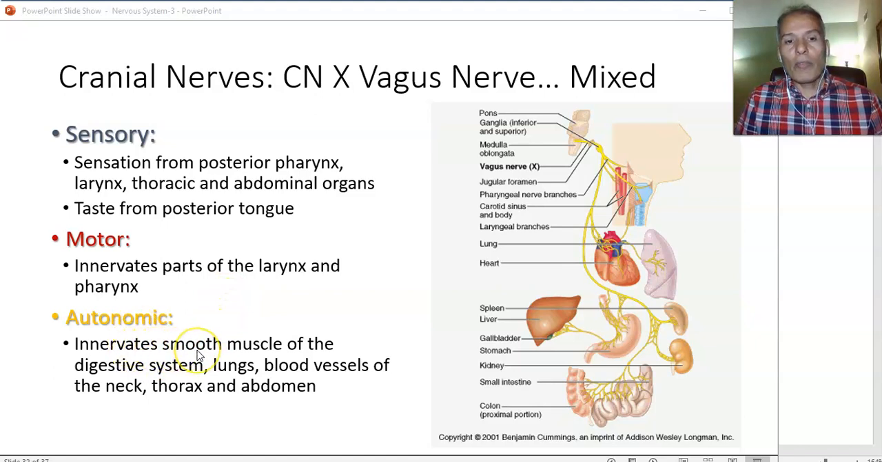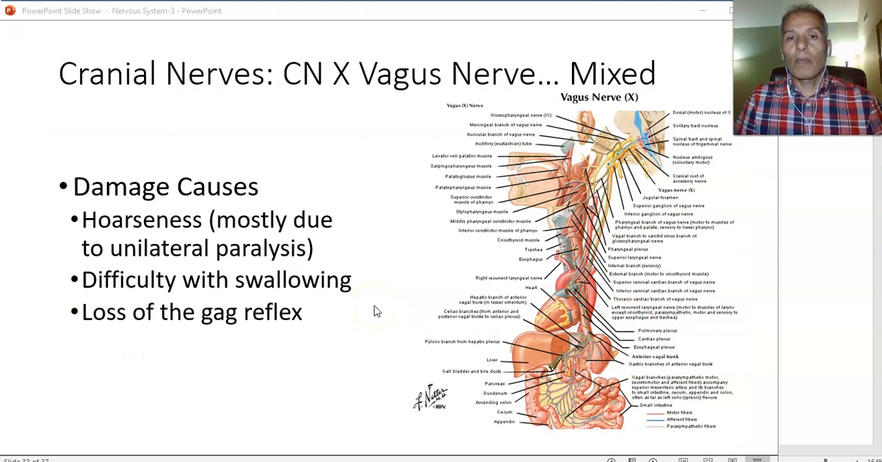Autonomic, it innervates the smooth muscles of the digestive system, as you could see, and the lungs and blood vessels of the neck and the thorax and the abdomen. All of these are innervated autonomically by that nerve. Damage to this nerve causes hoarseness because of the vocal folds.